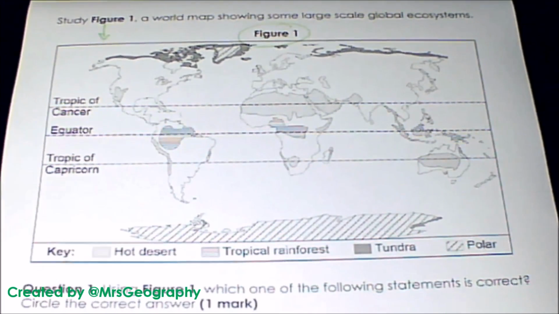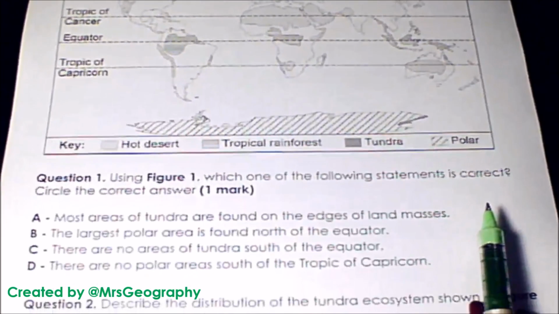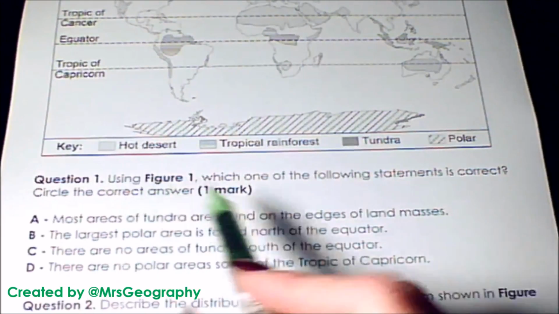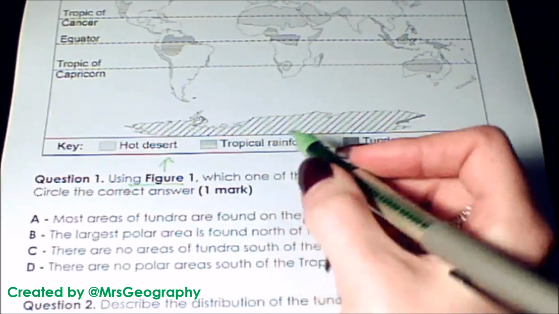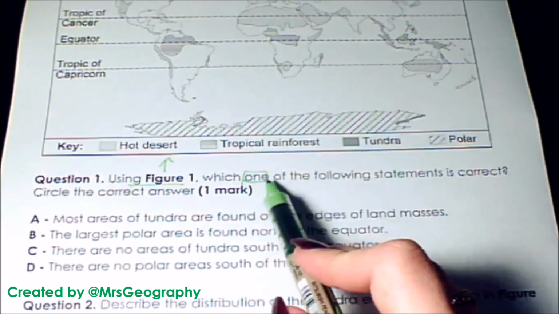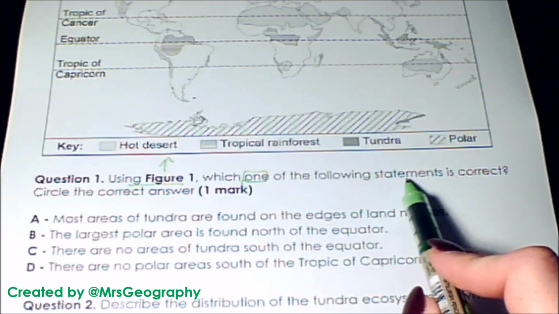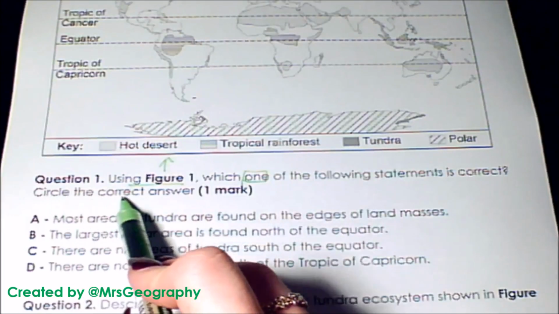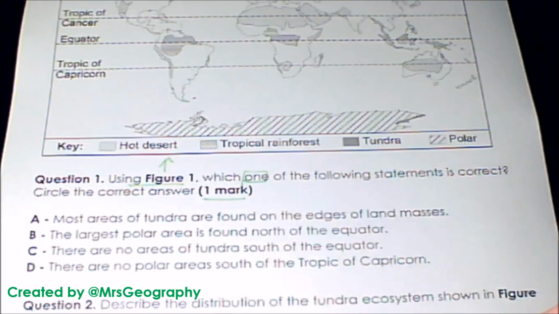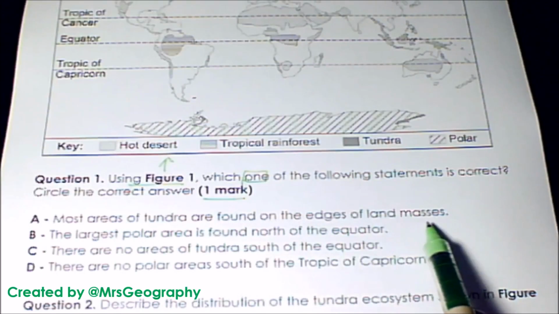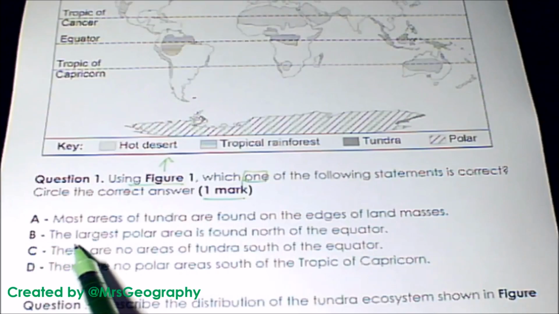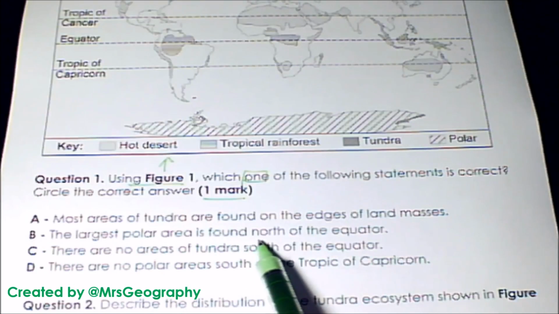So if we look at question 1, we've got to use figure 1, so figure 1 is above you. Which one, being the optimum word, of the following statements is correct? Now you're going to circle the correct answer. It is worth 1 mark. So is it A, most areas of tundra are found on the edges of land masses? Is it B, the largest polar area is found north of the equator?